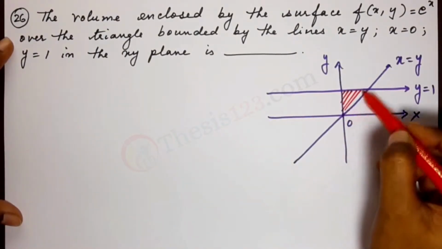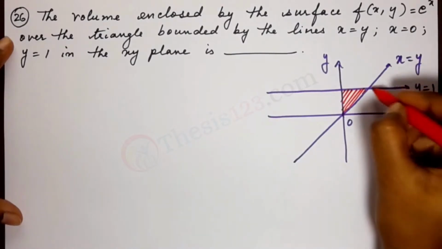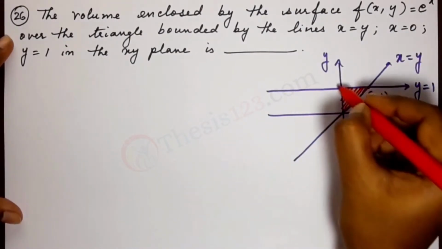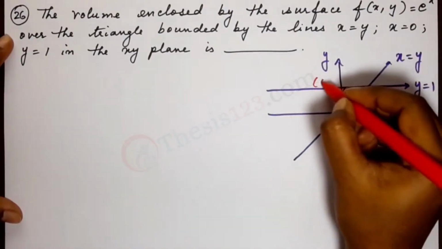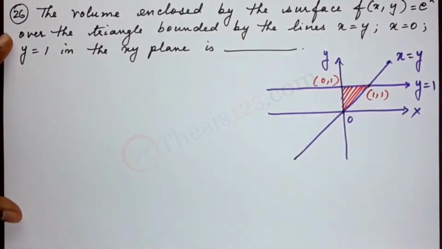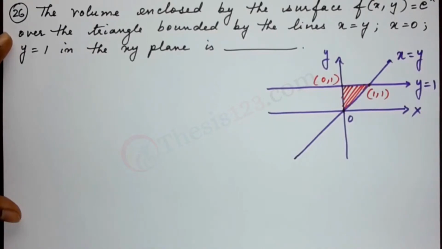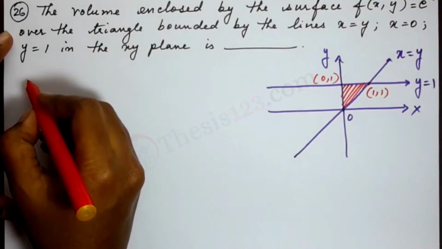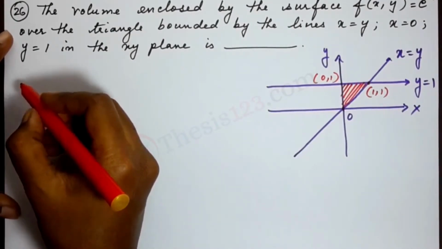So the volume enclosed by the surface over the triangle bounded by the lines, they are talking about this triangle here. This point is (1, 1). We have our origin, and then this point would be (0, 1). So enclosed in the xy plane, we would write an expression for the volume.